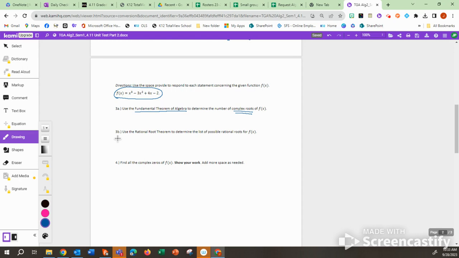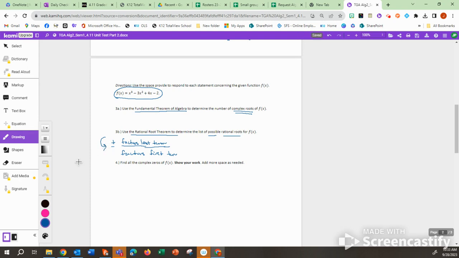3b says use the rational root theorem to determine the possible rational roots. My hint here is that you start with this little formula that says plus or minus, and then you take the factors of the last term, and you divide them by the factors of the first term. Then you'll have to work this out, simplify any fractions, and make a list of all the possible rational roots. And then you're actually going to use this theorem, which is the formula that I've given you.